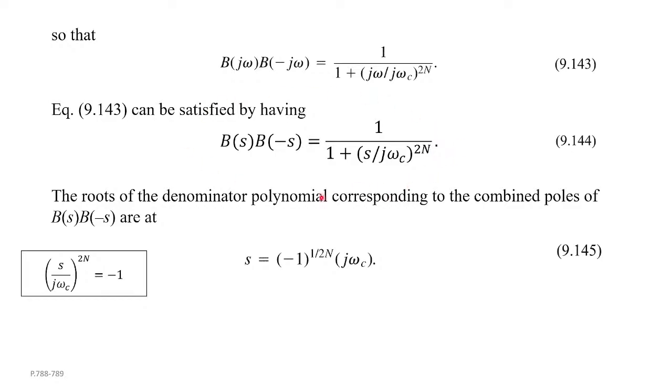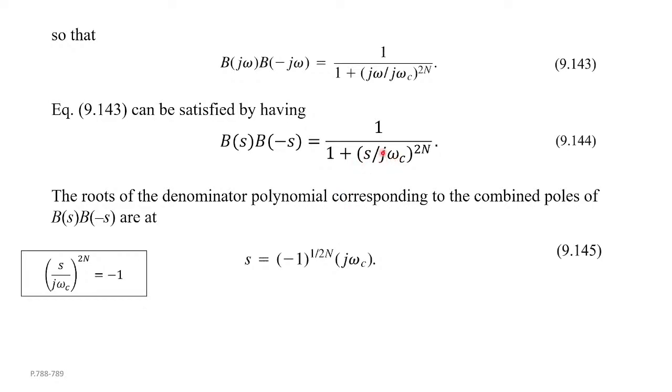Now we try to solve this equation by trying to find the poles and zeros of this B of S. Actually, they're only poles. Anyway, I want to try to find the poles of B of S. But first, let's find the poles of this B of S times B of negative S. So what are the poles of this part?